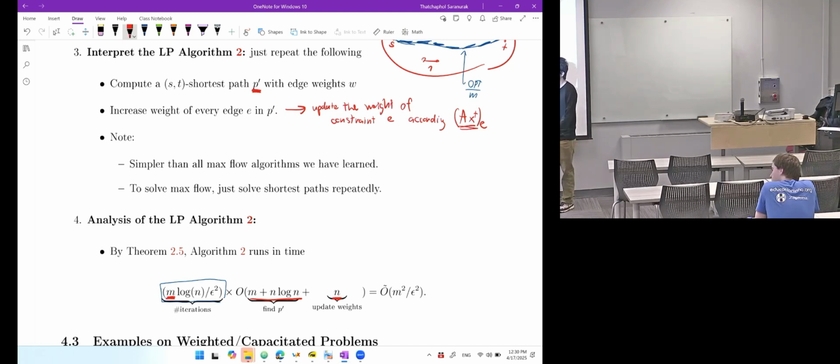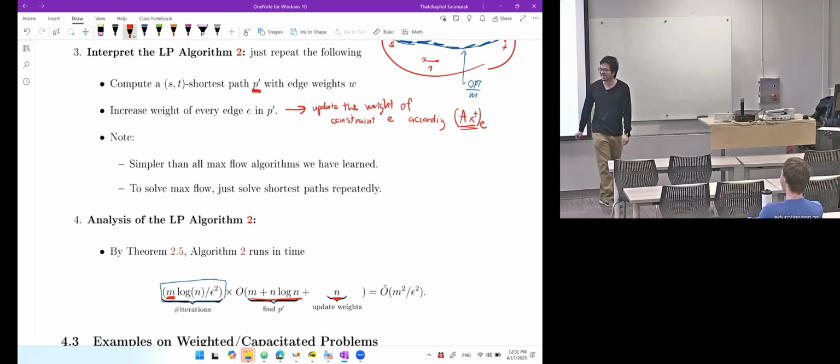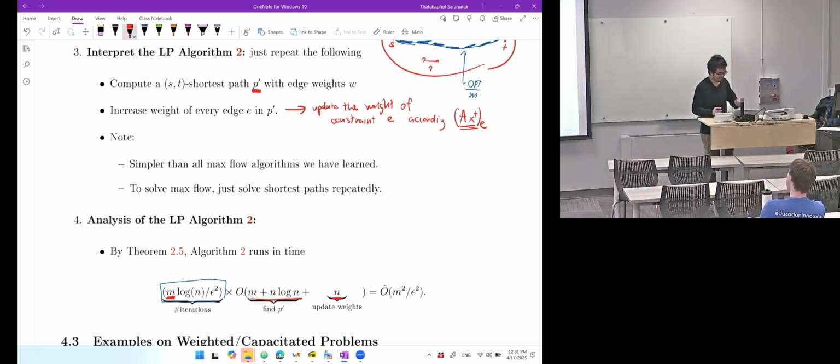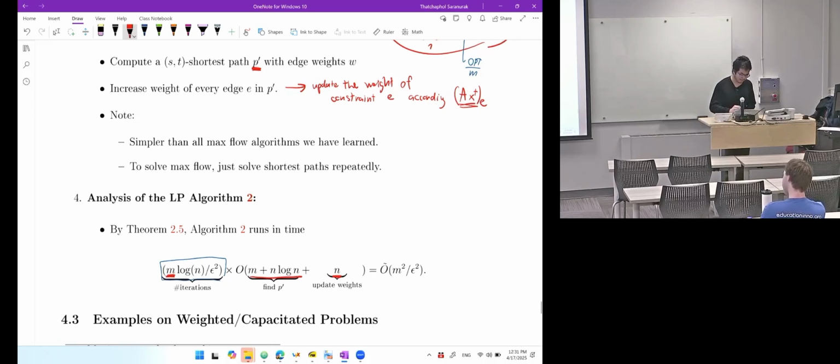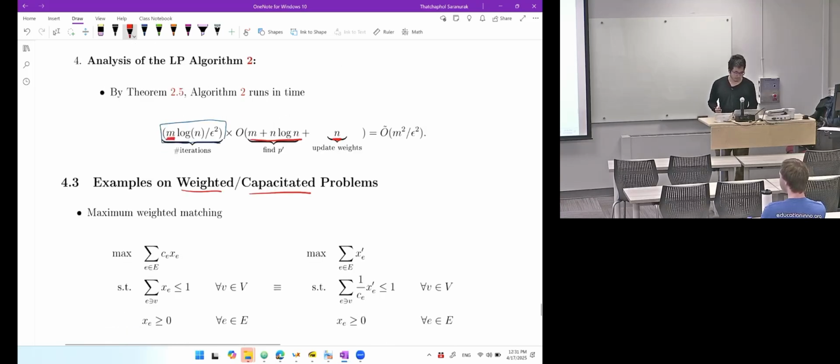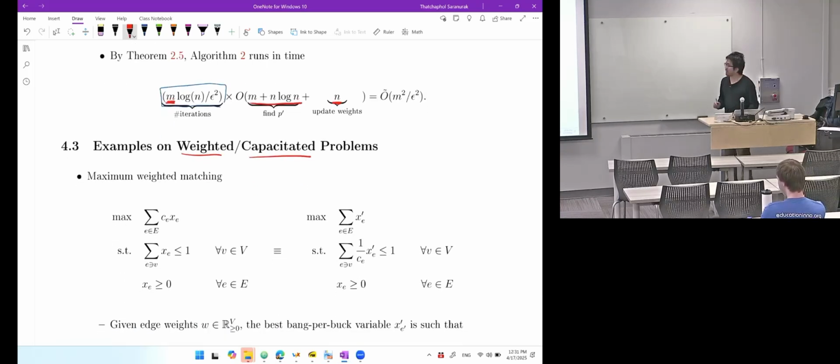Is there an easy way to extend this to max flow with non-unit capacities? Yes. So we're going to do it now. Next is an example of the problem with weights and capacities. Okay, so let's do it for matching first, right?